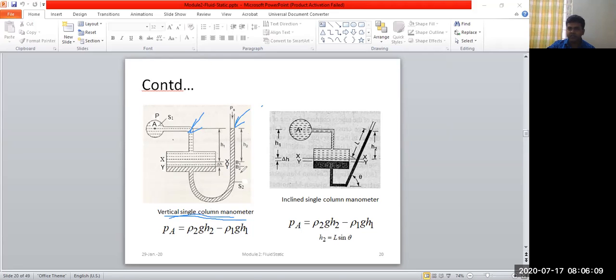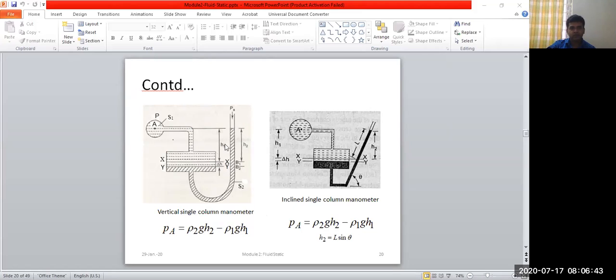Here the other limb that is not connected to the reservoir is not vertical, it is inclined. So this is called an inclined single column manometer. This is the difference between vertical and inclined single column manometer. A single column manometer is the modified form of U-tube manometer in which a reservoir is connected with one limb.